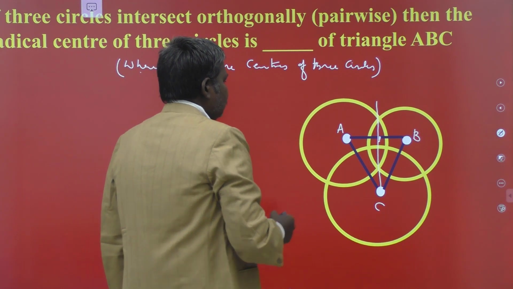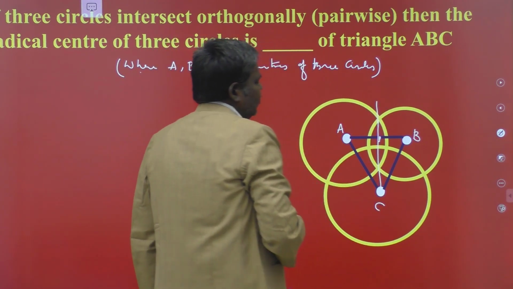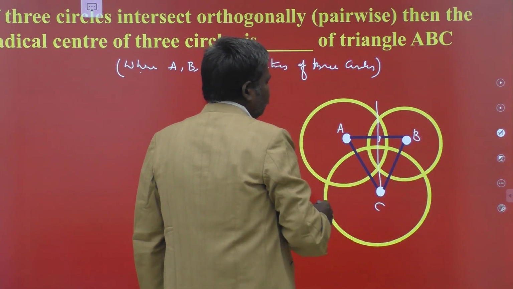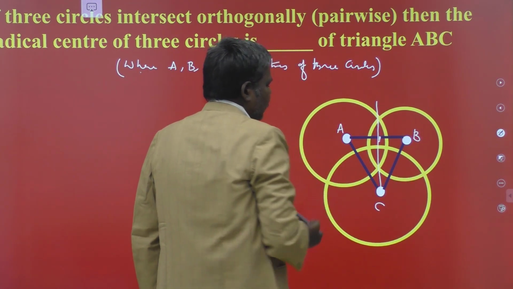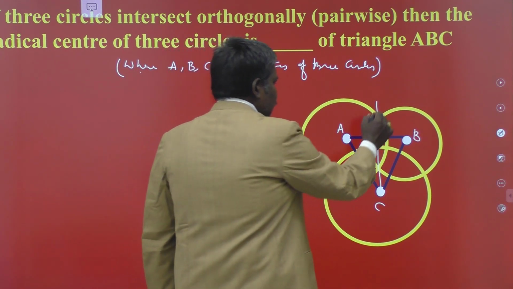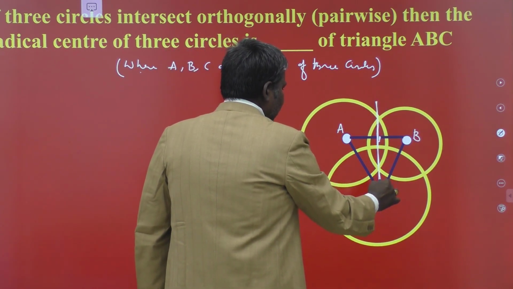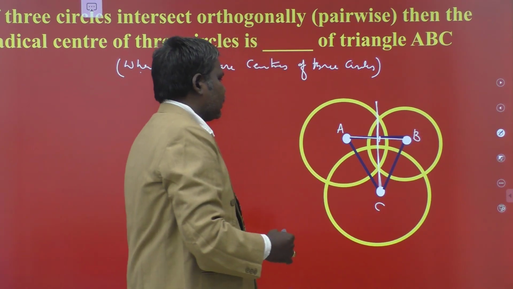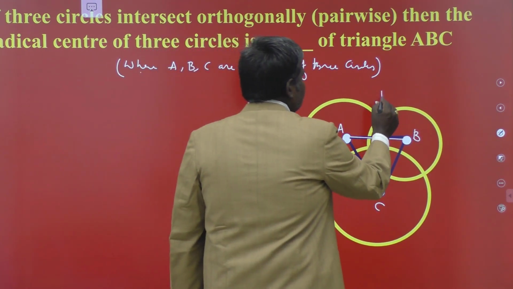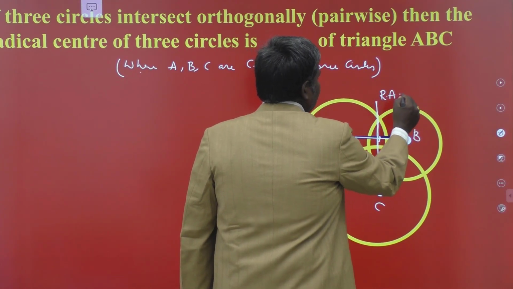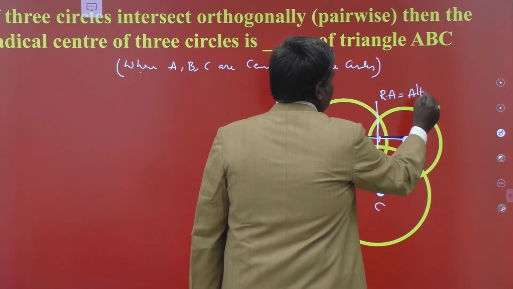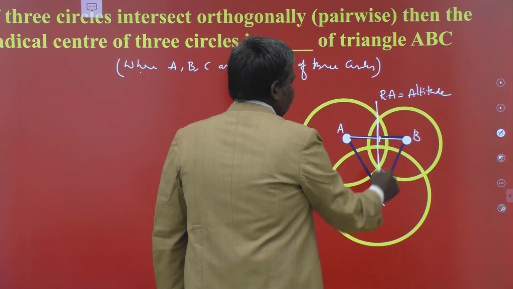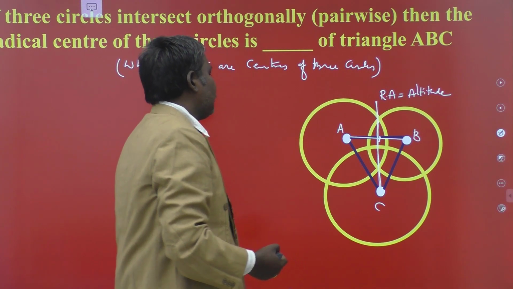At the same time, the radical axis passes through C, because two circles are intersected by this circle orthogonally, therefore the radical axis passes through the center of the circle. That means this radical axis is perpendicular to the line joining AB and passes through the opposite vertex C. We mean this radical axis becomes what? The altitude of the triangle. This is the altitude of the triangle related to side AB.